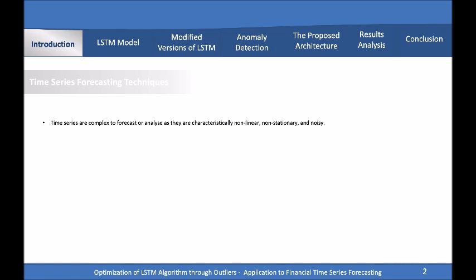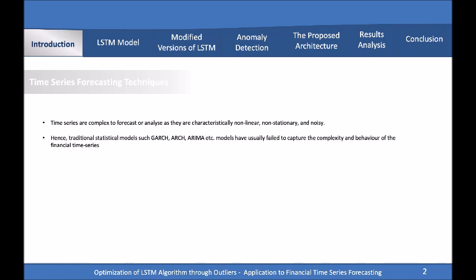Time series are complex to forecast or analyze as they are characteristically nonlinear, non-stationary, and noisy. Hence, traditional statistical models such as GARCH, ARCH, ARIMA, etc. have usually failed to capture the complexity and behavior of the financial time series.